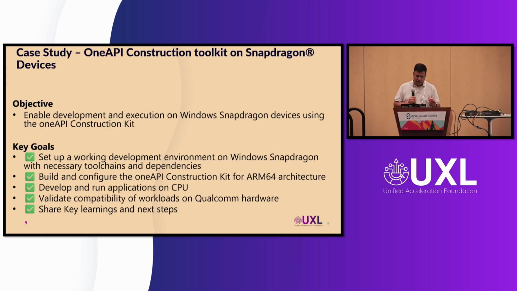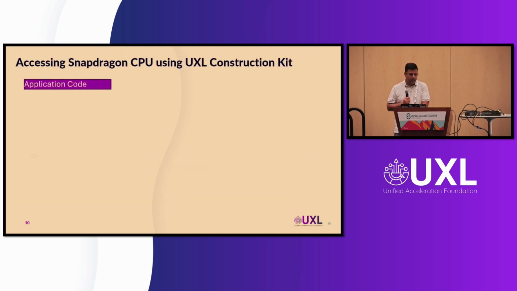So we set up the working environment. We'll go through those steps. Then we build the configuration with the oneAPI Construction Kit on ARM. We ran this whole stack on the CPU and validated with very low migration costs. So the same stack which was written on ARM or x64 was able to run on our Windows Snapdragon device. So I'll go through the flow.